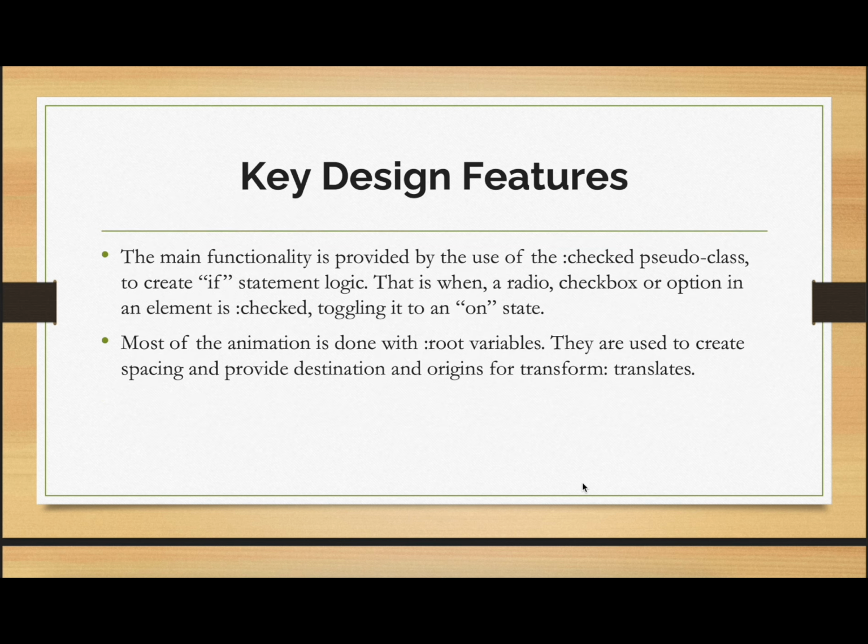So now we'll dive into the key design features. The main functionality is provided by the use of the checked pseudo class to create if statements. When a radio checkbox or option in an element is checked, it will be toggled on. If all of the correct checks match the on state, it will return a win, and if not, you lose.